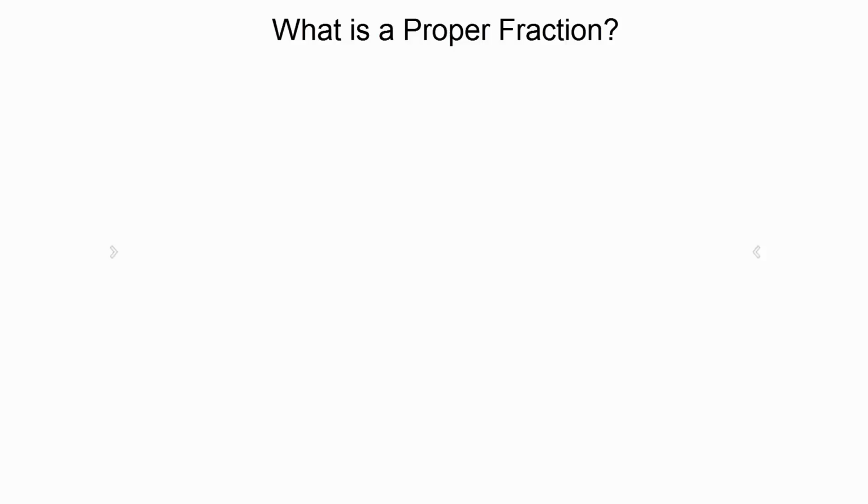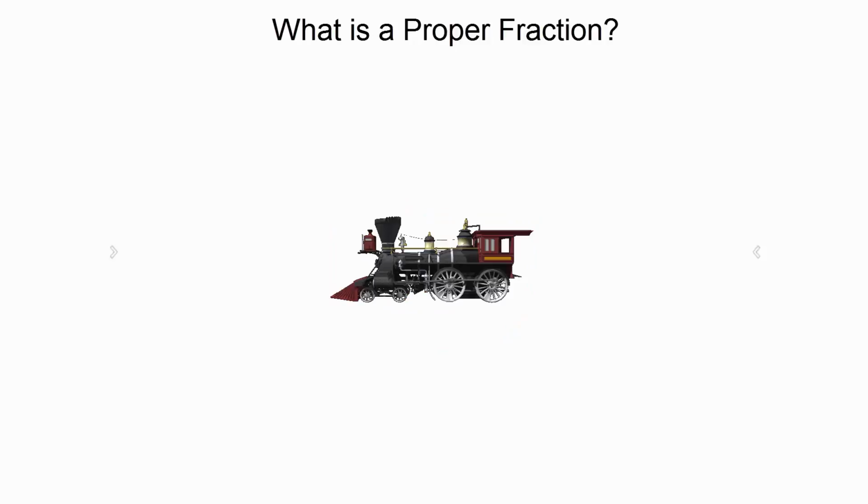What is a proper fraction? A proper fraction represents part of a whole. This whole can be any object. It can be a circle, a triangle, a rectangle, a piece of pizza, or even a train.